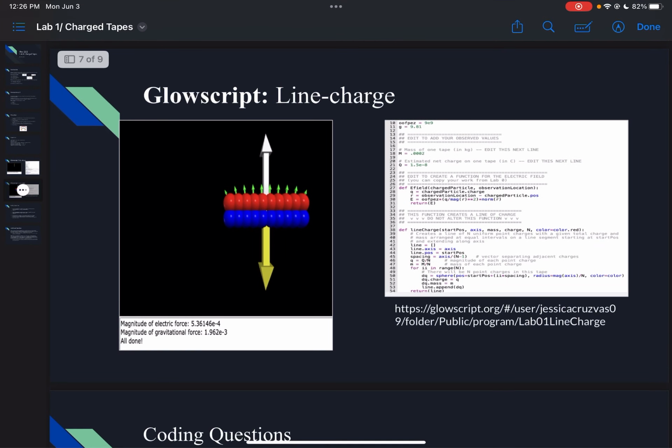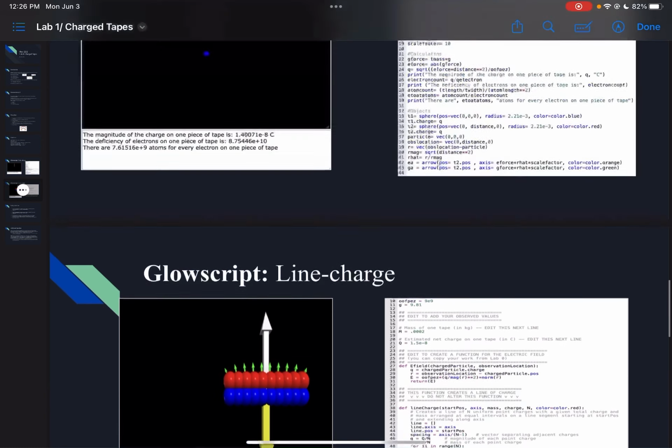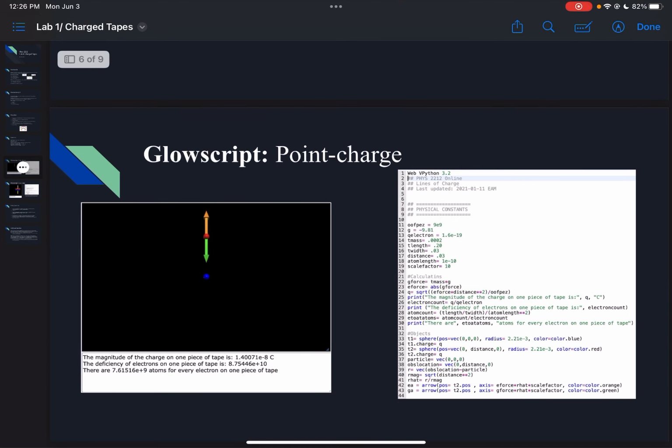This is my second computational model, where we see the line charge. This code was a bit long, so I only put a little mini screenshot of what I have, and I put a link so you could see my actual code. And here we can see how it now shows a line of charges compared to our first one, which was just a point charge.